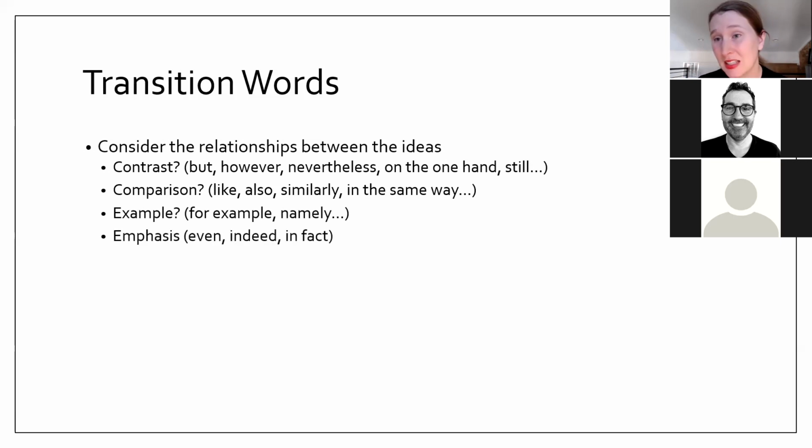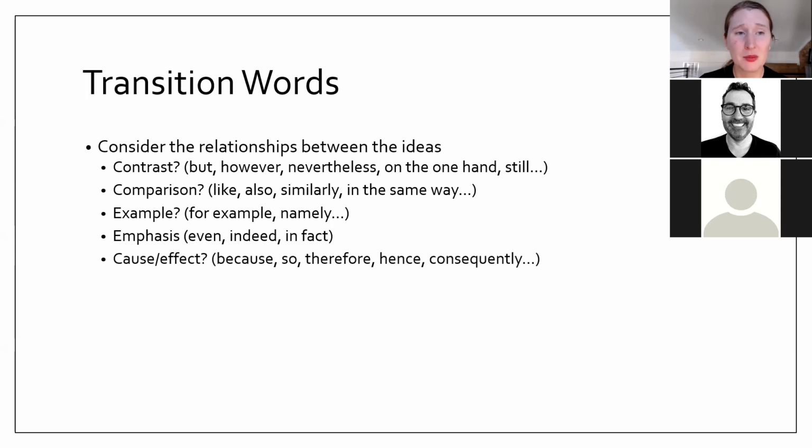are you emphasizing something? Sometimes you really want to almost underline an idea for your readers. Generally in academic writing, we're not actually underlining anything, but we can use transition words like indeed or in fact to provide some emphasis to our readers so that we can say, hey, pay attention to this. This is a really important point. And if you're talking about cause and effect, you can use words like because, so, therefore, hence, consequently, things like that.